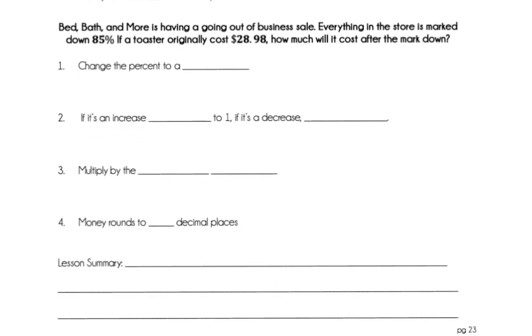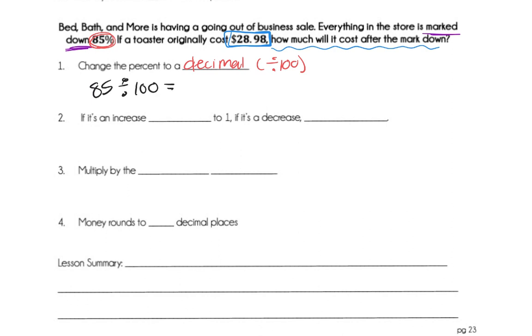All right, next one. This says, Bed Bath & More is having a going out of business sale. Everything in the store is marked down 85%. If a toaster originally cost $28.98, how much will it cost after the markdown? So again, we're going to take our percent and change it to a decimal by dividing by 100. Our percent is 85%. Divided by 100 is 0.85. Please use a calculator every single time.